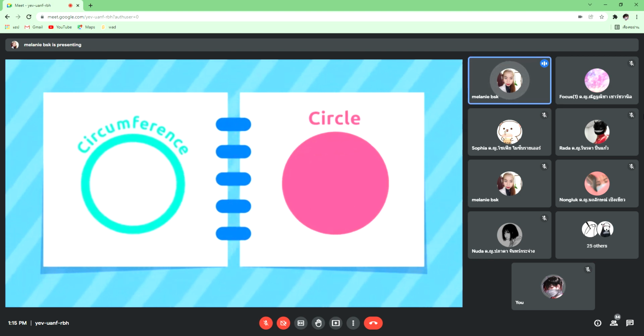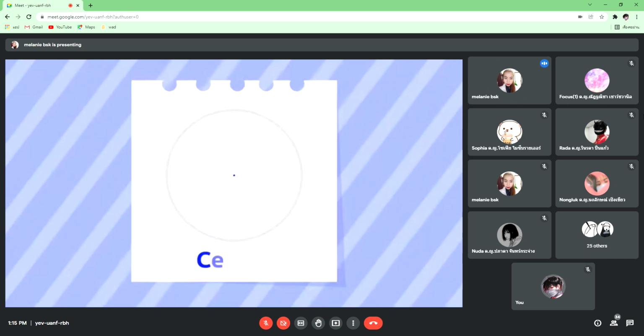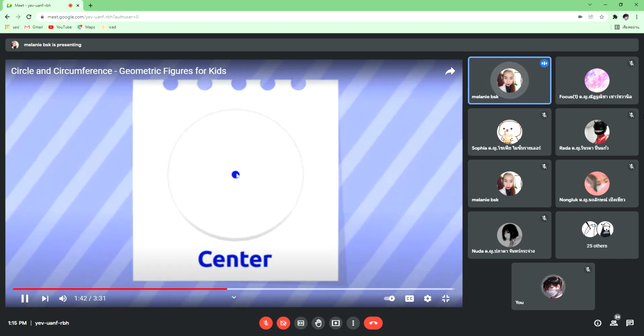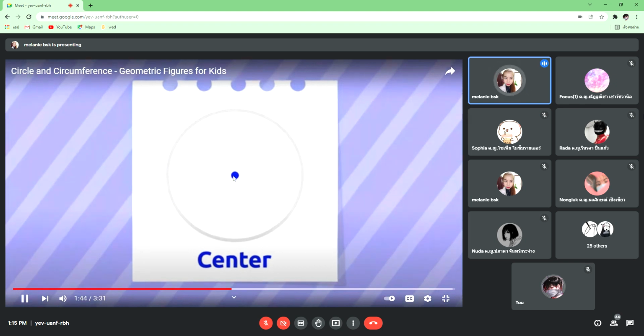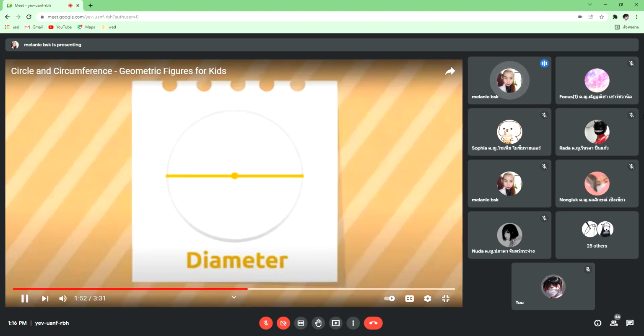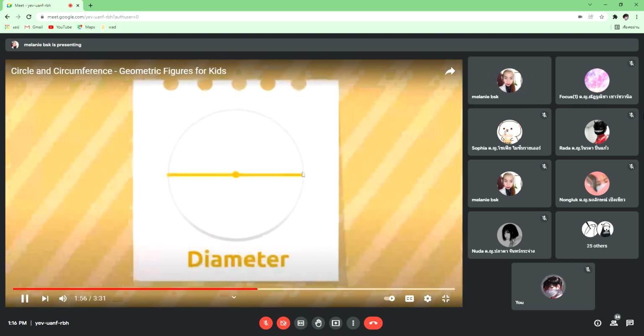We are going to distinguish the following elements in a circumference and a circle. The center is the point from which all the points of the circumference are the same distance. This is the center. The radius is a segment which connects the center with any point of the circumference. The diameter is a segment which connects two points of the circumference passing through the center.